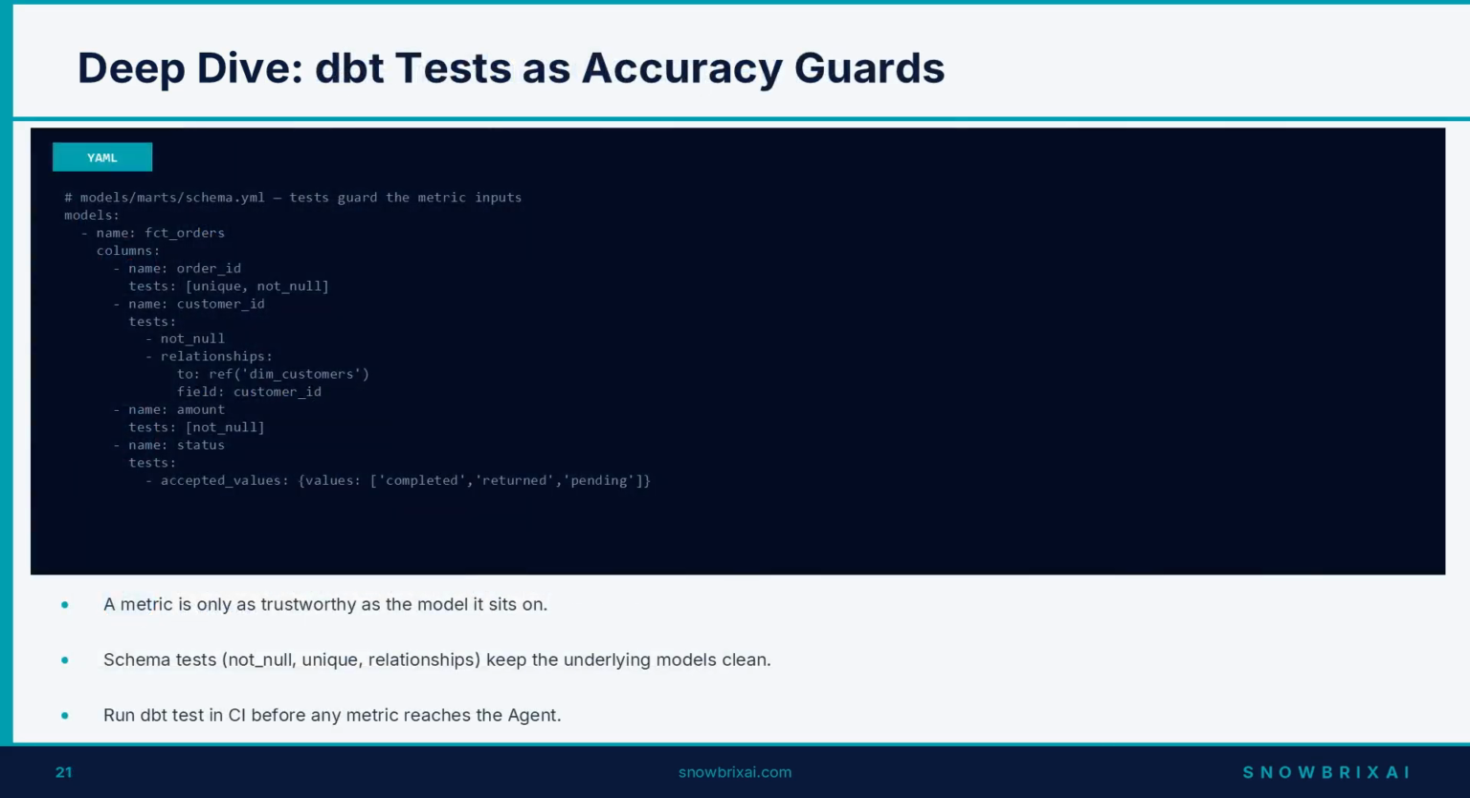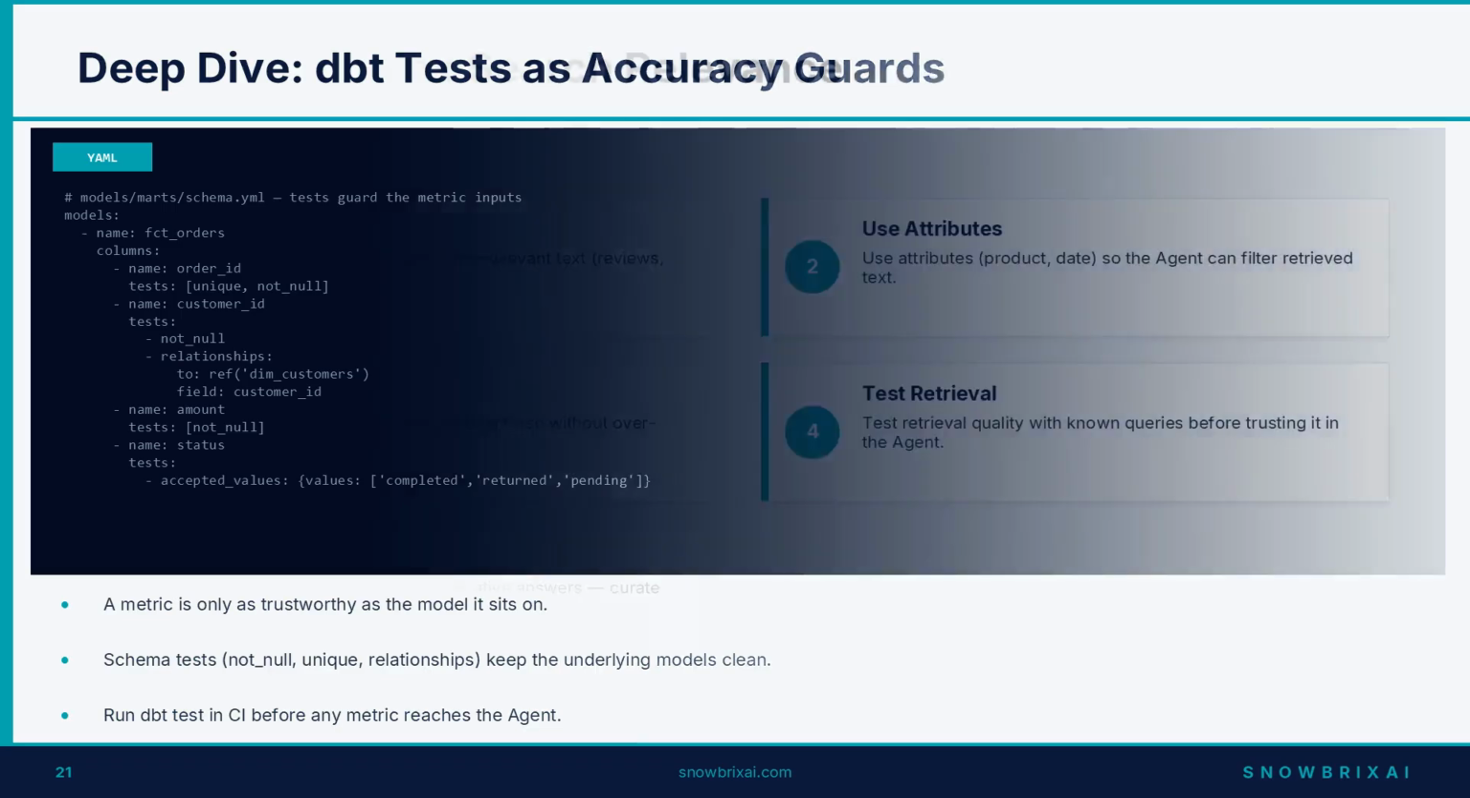Deep dive 2: DBT tests as accuracy guards. Look at the schema YAML. On fct_orders, order_id gets unique and not_null. customer_id gets not_null plus a relationships test back to dim_customers. Amount gets not_null. And status gets an accepted_values test: completed, returned, pending. Because a metric is only as trustworthy as the model under it. Add tests on the metric inputs, so a bad upstream change fails the build. Run dbt test in CI before any metric ever reaches the agent. Clean models plus governed metrics. That is the foundation of the lift.